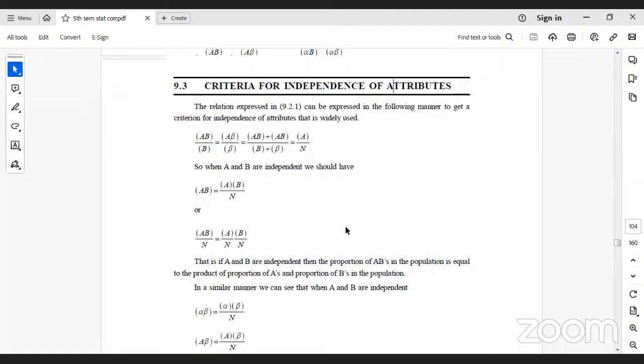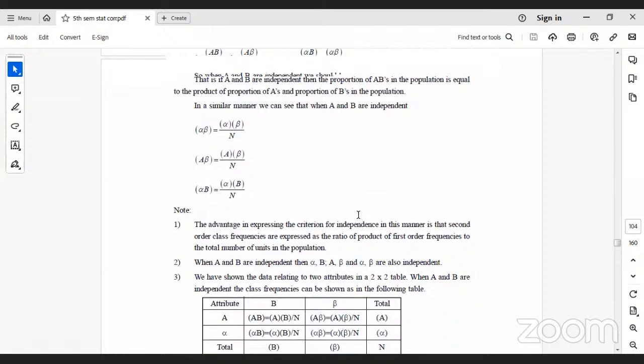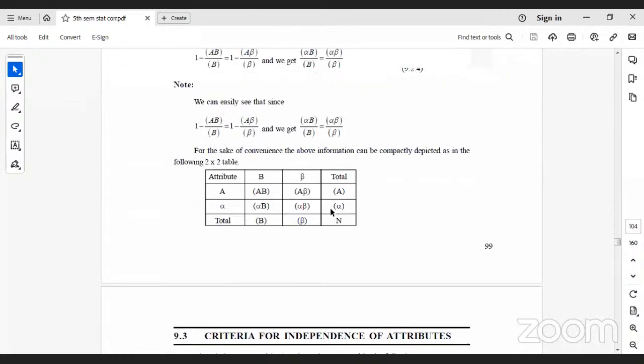Then alpha beta, then alpha beta, we are taking the condition here, alpha beta by N, and A beta also taking A into beta by N. alpha B is equal to alpha B by N, already told in the classroom. The advantage of expressing the criterion of independence in this manner is that second order class frequencies are expressed as the ratio of the product of first order frequencies to the total number of units of the population. So you have to ignore this note, but you have to learn this formula, then you can understand all these things. Clear?